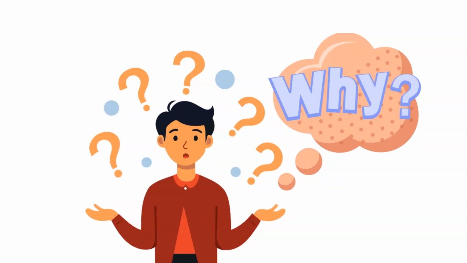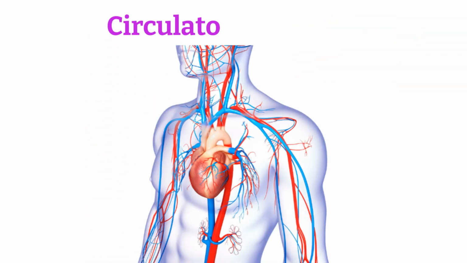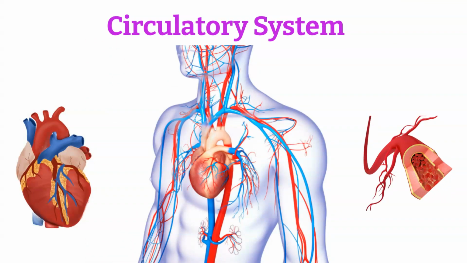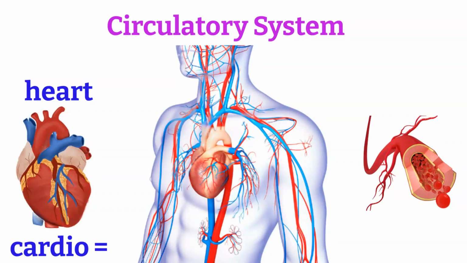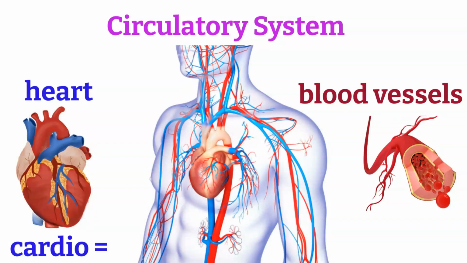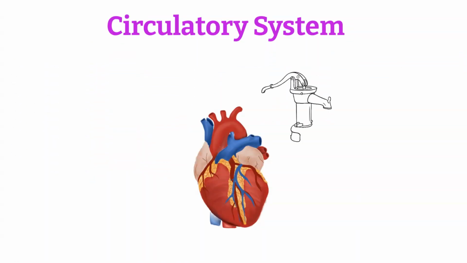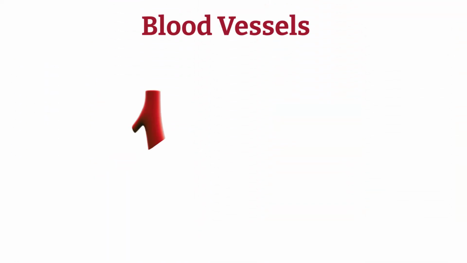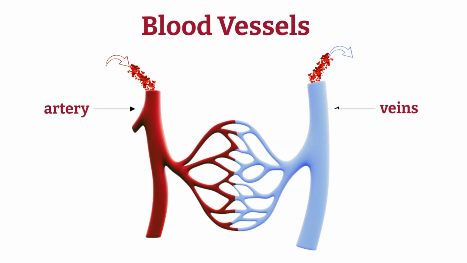Why, you ask? Because the circulatory system consists of two main components: the heart, referred to as cardio, a combining form used like a prefix that we will further explore when we delve into medical terminology, and the blood vessels, clinically referred to as vascular. The heart acts as the pump that propels blood throughout the body, while the blood vessels, the arteries, veins, and capillaries, form the network through which the blood travels.